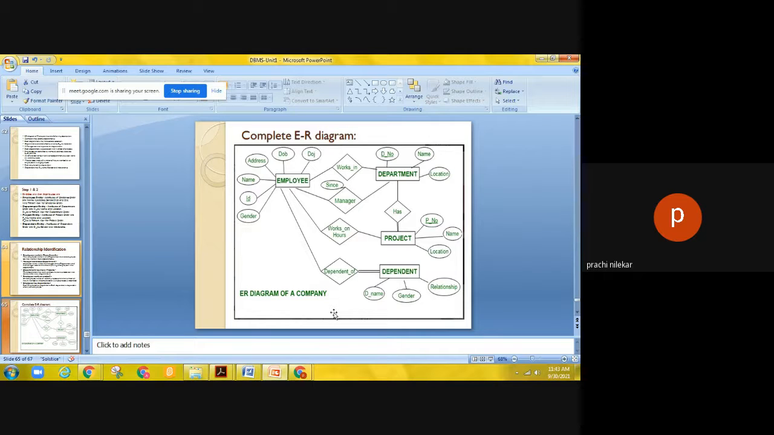Okay, is that clear? Just draw this diagram, otherwise take a screenshot.